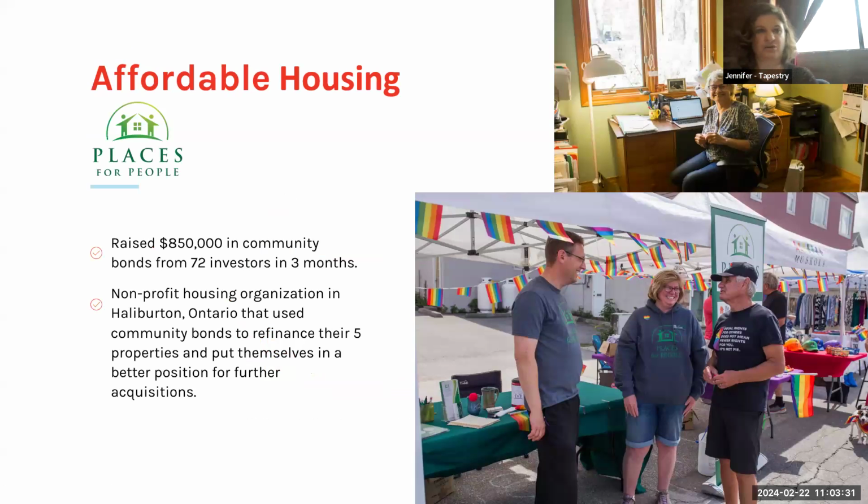Let's talk about another quick case study. This is Places for People, a wonderful organization out of Haliburton. They currently own 5 properties. It's one of the most housing challenged locations in Ontario and the country, and it's probably similar to Perth-Huron, but their homeless and housing issues are very hidden because people are living with other people and in trailers and trucks and things like that because of their location.